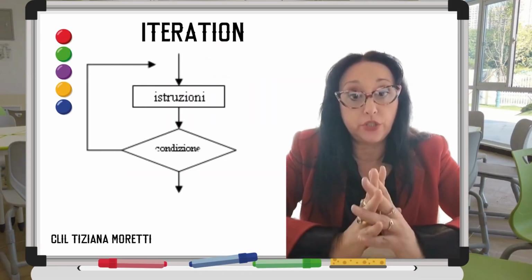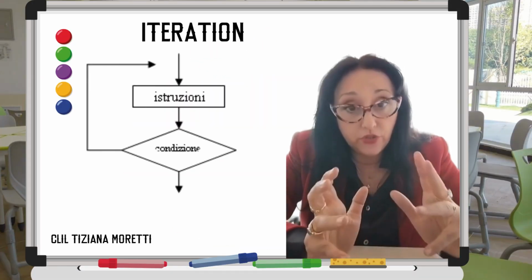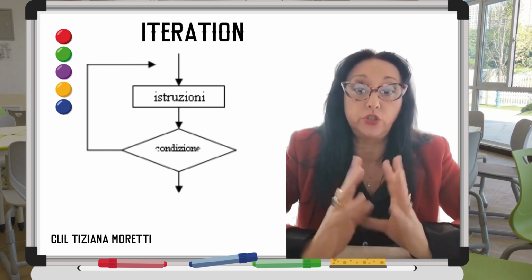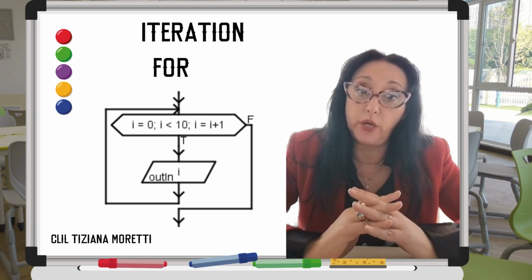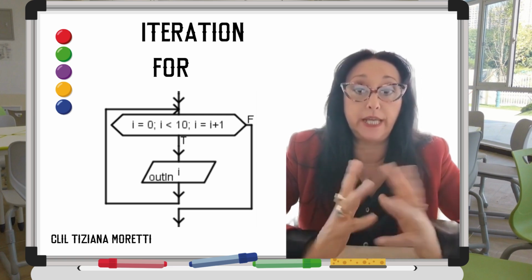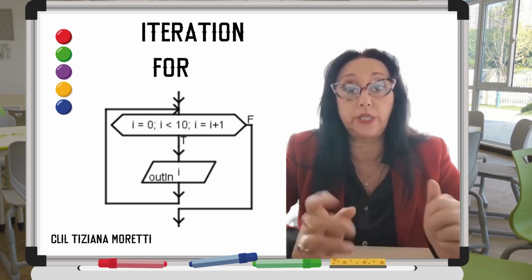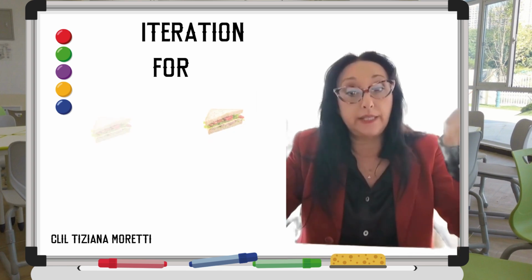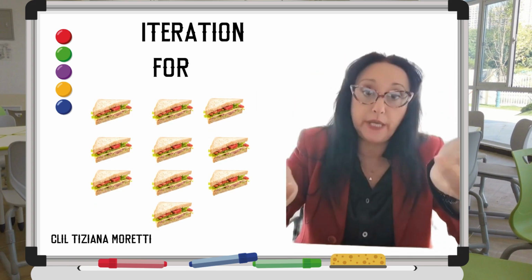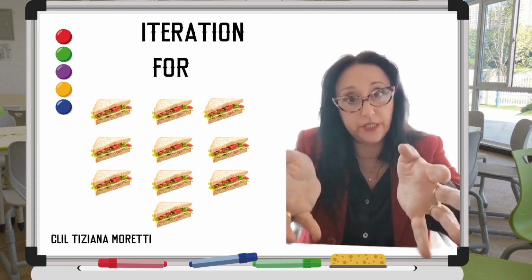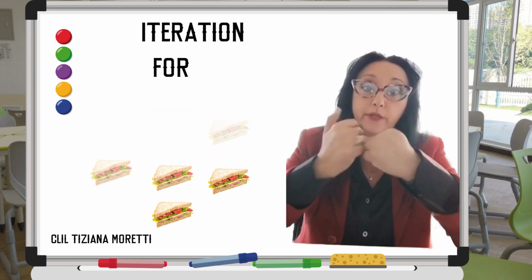3. Iteration. Iteration helps us repeat an action as long as a condition is true. There are 3 main types of loops. For: when we know how many times to repeat an action, such as going through a list of known items. Example, making multiple sandwiches. We need to prepare 10 sandwiches, repeating the same steps for each one.